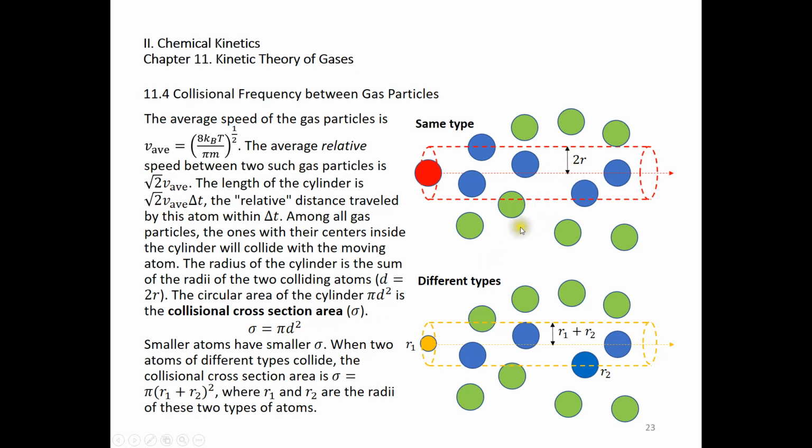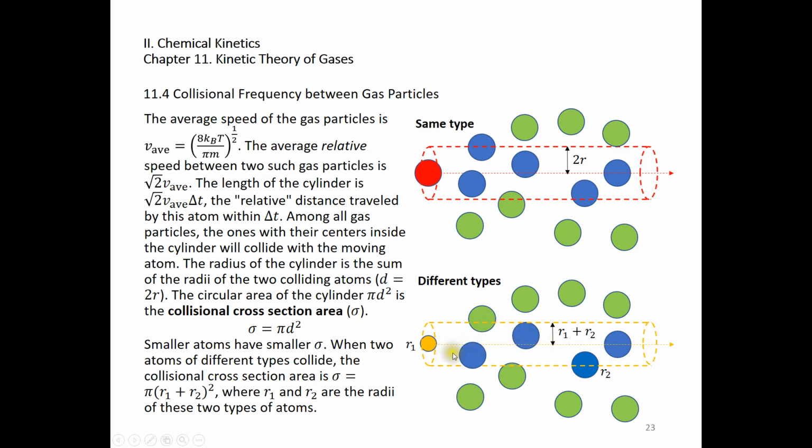Now what if you have two different types of gas particles? So this is type 1, and all other particles are type 2. Now the radius of the cylinder is r1 plus r2. The collisional cross-section area is sigma. Sigma equals pi times (r1 plus r2) squared. Again, we just need to sum up the radii of these two types.